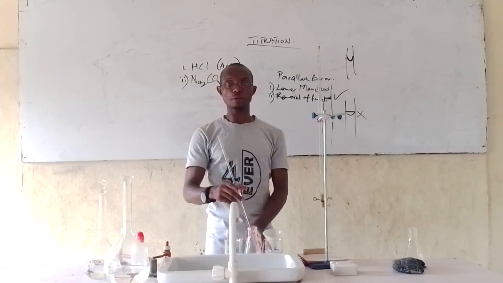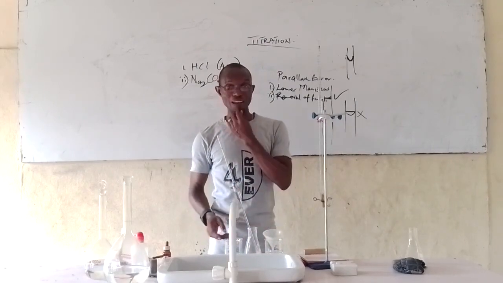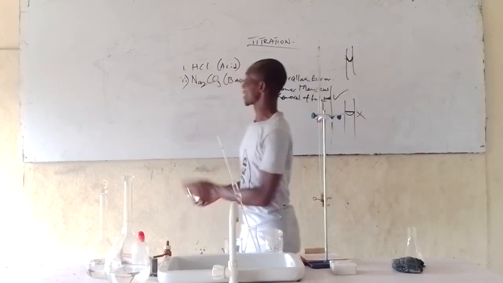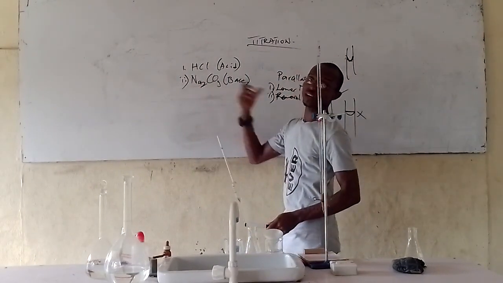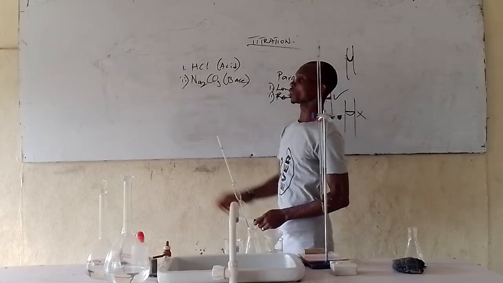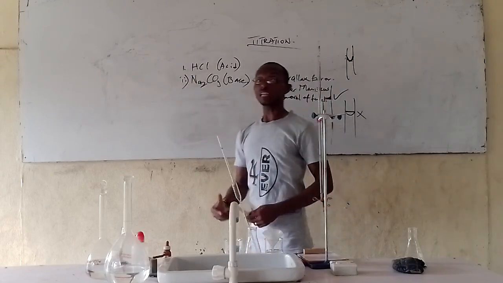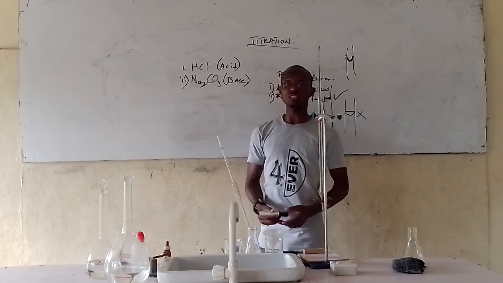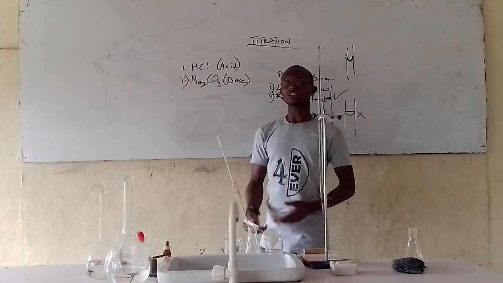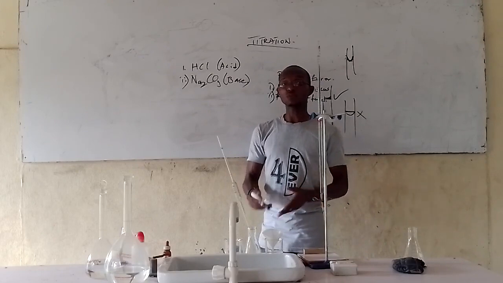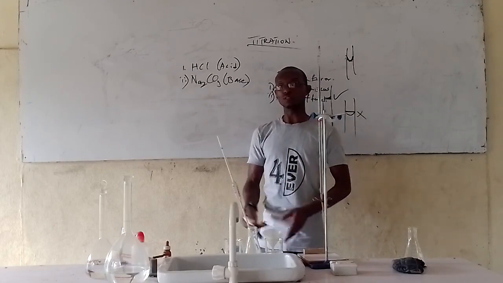Now for this particular type of titration that we are doing, we have a strong acid, which is our HCl, and a weak base, which is sodium carbonate. A strong acid and a weak base. So that is going to inform the type of indicator that we will be using. An indicator is what helps us to mark the end point of the reaction. It helps us to identify a color change that marks the end of the reaction.